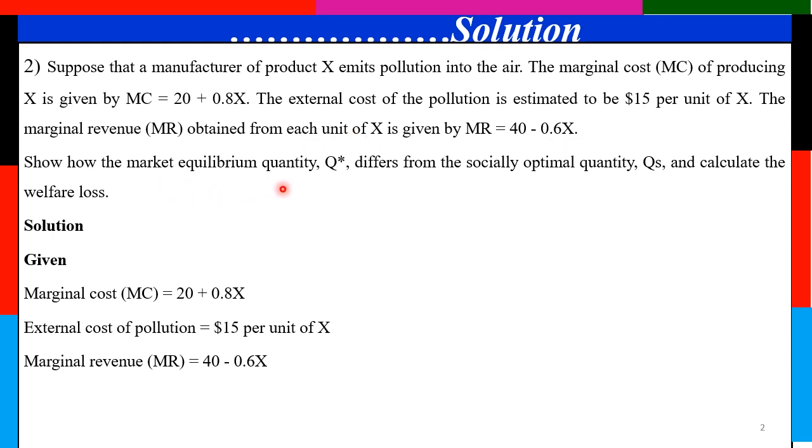Show how the market equilibrium quantity at profit maximizing level is different from the socially optimal level of output, and calculate the welfare loss or dead weight loss.